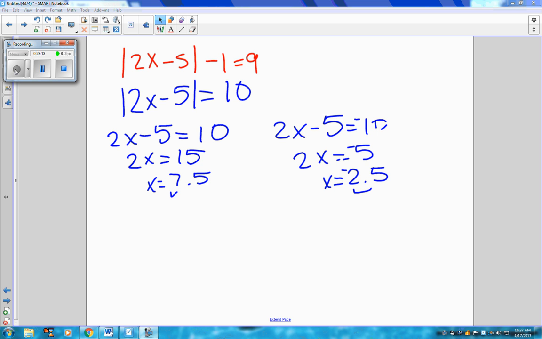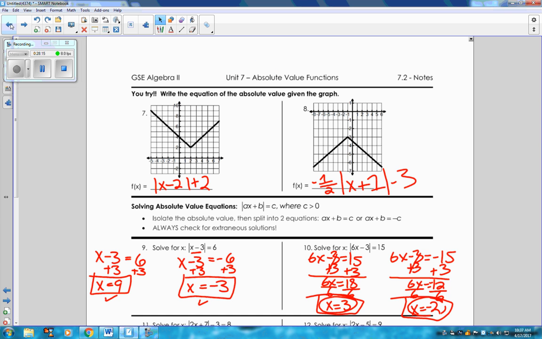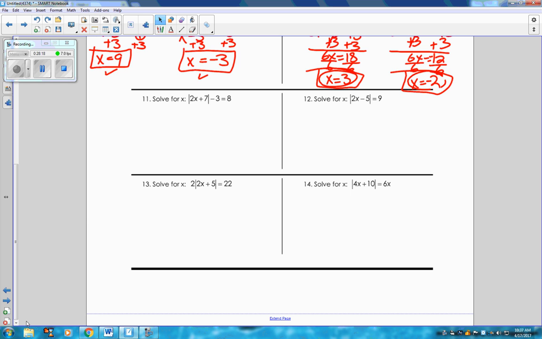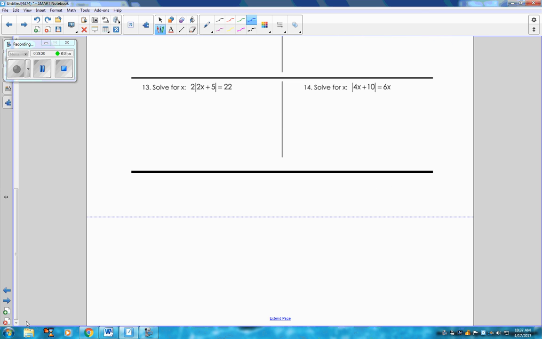Alright. So let's look back at the last two. These are a little bit different. The next one's different. This one, we're going to do it the same way we just did it. I'm going to divide both sides by 2. So I'm going to have 2x plus 5 equals 11. I'm just going to change this to a negative 22.